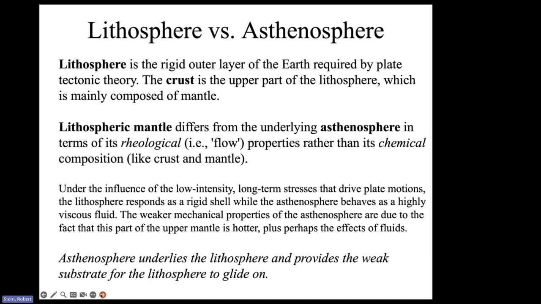So under the influence of low intensity, long-term stresses that drive plate motions, the lithosphere responds as a rigid shell while the asthenosphere behaves as a highly viscous fluid. The weaker mechanical properties of the asthenosphere are due to the fact that this part of the upper mantle is hotter, maybe also because of some fluids. And this is the important point: the asthenosphere lies beneath the lithosphere and provides the weak substrate for the lithosphere to move on. It allows plate tectonics to happen.